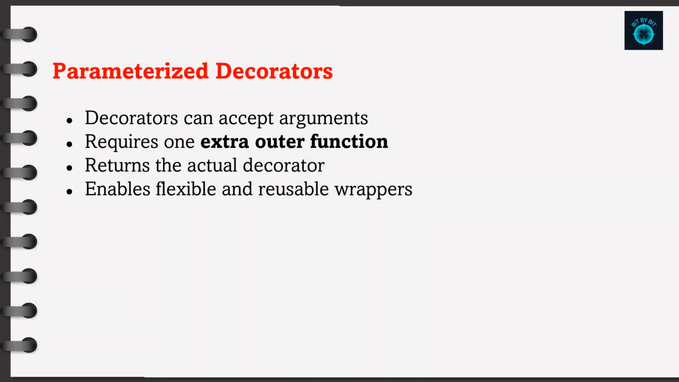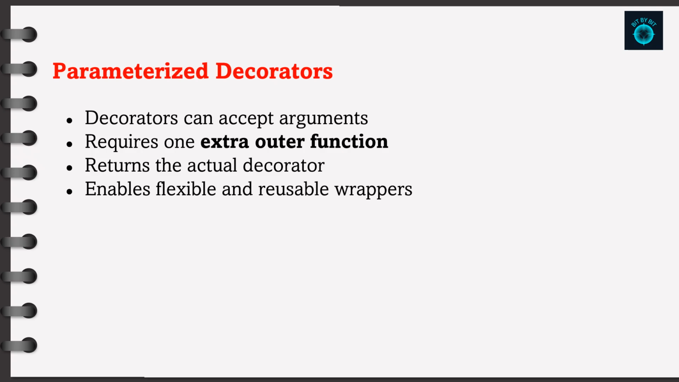Parameterized decorators. So far, we've seen simple decorators that don't accept arguments. But in real-world scenarios, we often want decorators to be flexible, for example, setting logging levels or enabling conditional behavior. To do that, we use parameterized decorators, which means passing arguments to the decorator itself. This requires an extra level of function nesting, one outer function to receive the arguments, and one inner function that acts as the actual decorator.